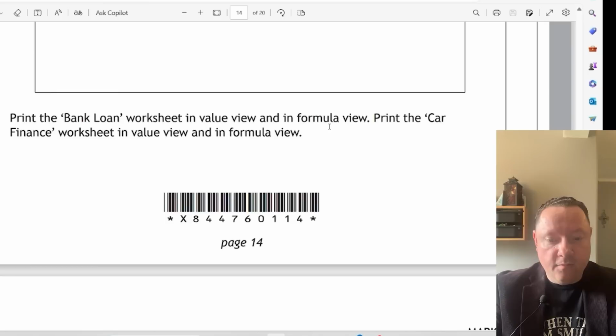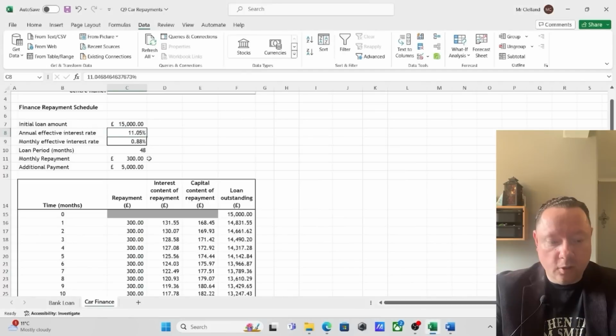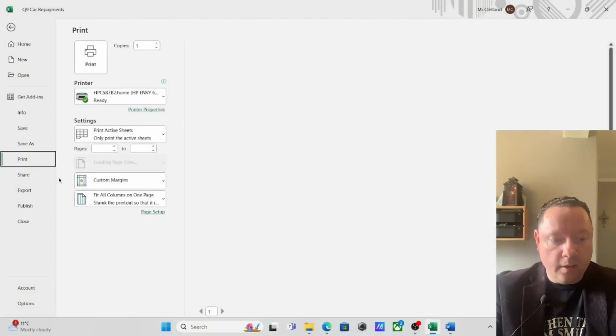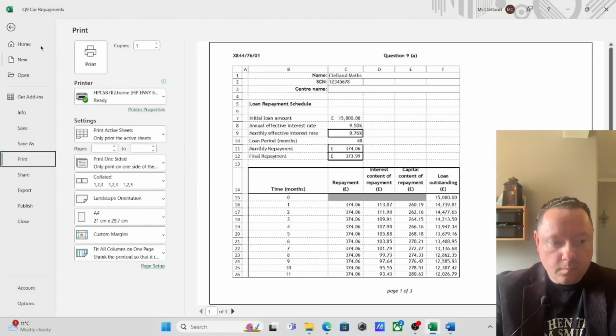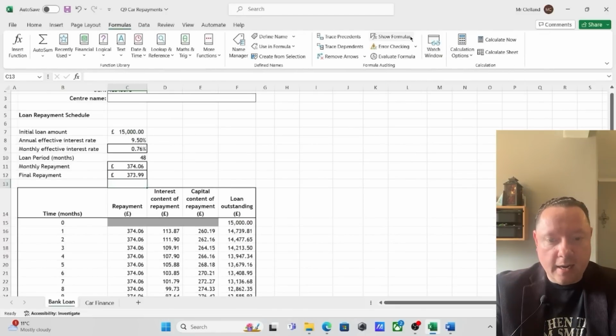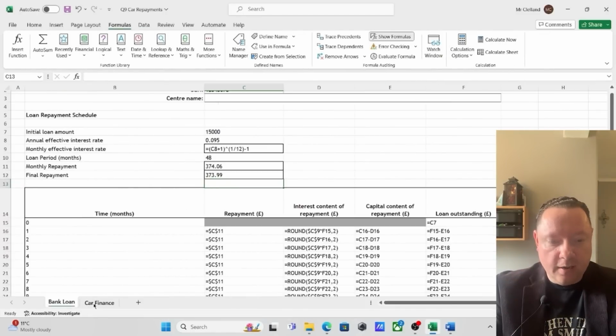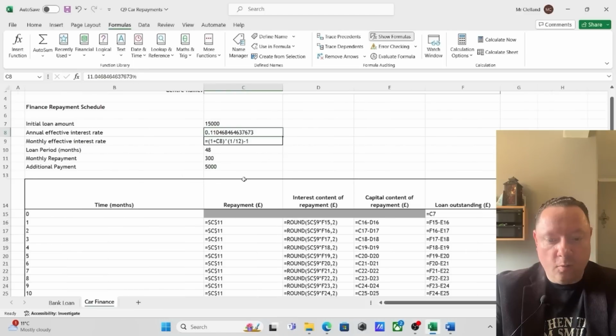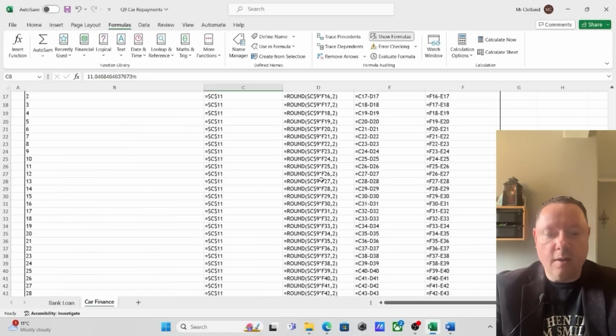It now says value view and formula view, and then print your worksheet. So let's have a look at the worksheets. You've got bank loan, so you just got to file, print it in value view and formula view. To get it into formula view, you just go to formulas and show formulas, and you do the same for car finance. You print this as normal, and then formulas show formulas, and print your formulas, and we're done there.